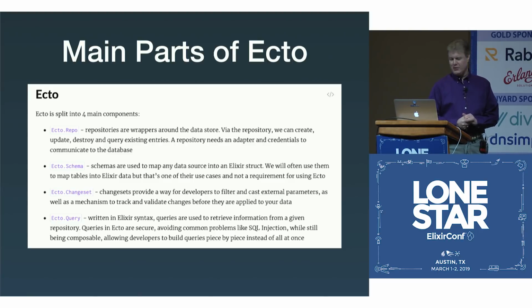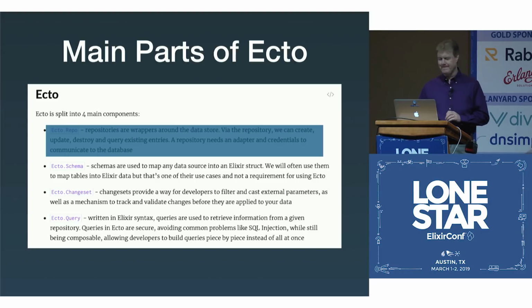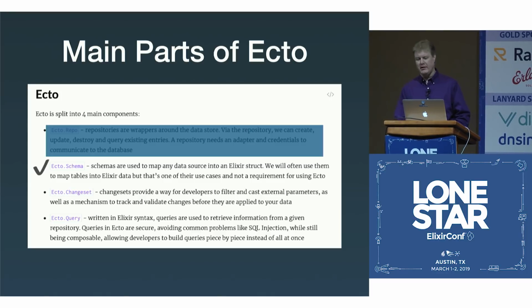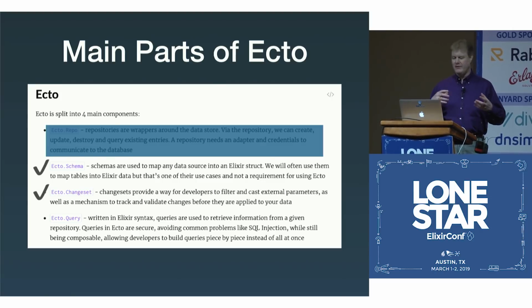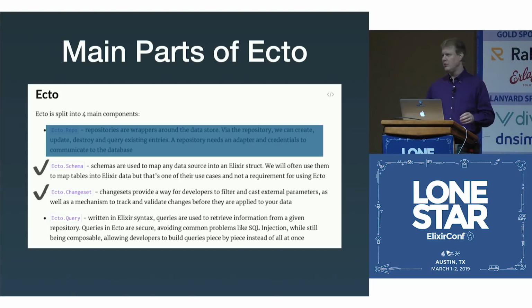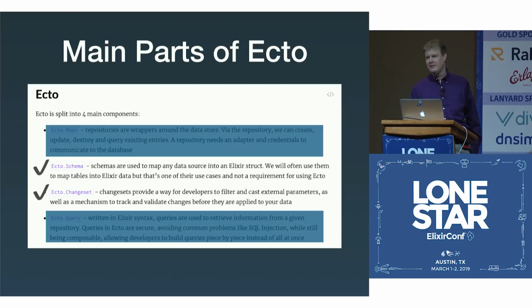So the hex docs for Ecto tell us it has 4 main parts. And the Ecto repo, that's cool stuff. But it doesn't fit here. We're not talking about that. Ecto schema. Yes, it even tells us here it's often used to map tables to Elixir data, but it's not a requirement for using Ecto. So that's kind of the special place that we'll be talking about here. Changesets. Love changesets. They're a great use of a pattern that I'm finding myself using more and more with Elixir, which I'll get into more as we go. And then Ecto query. Yeah, really cool stuff in there, but out of scope.